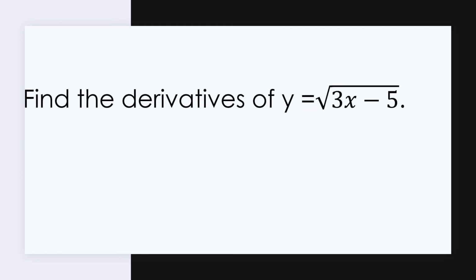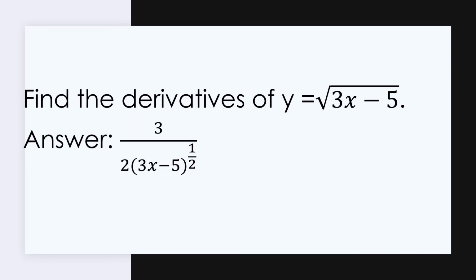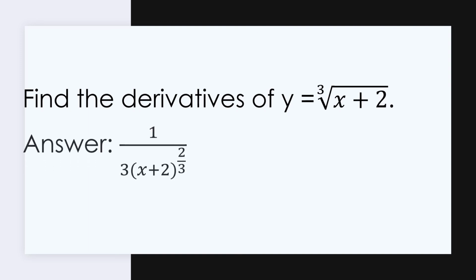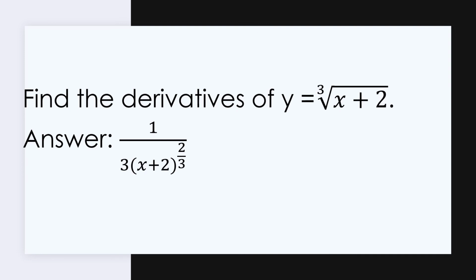And the derivative of y equals the square root of 3x minus 5. Pause first so you can solve. (3x minus 5) raised to the power of 1/2. 1/2 times 1, 1/2. 1/2 minus 1, negative 1/2. Times 3, 3 halves. So 3 all over 2 times (3x minus 5) raised to the power of 1/2. Sorry, I can solve it mentally. How about this? 1/3, 1/3 minus 1, negative 2/3. Derivative of x plus 2 is 1. So 1 over 3 times (x plus 2) to the power of 2/3.